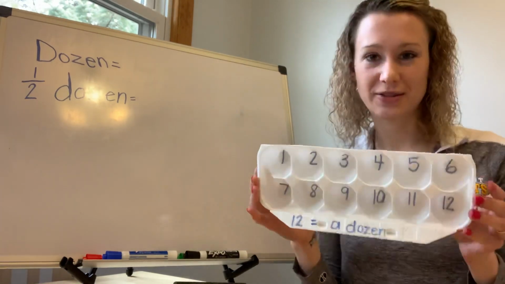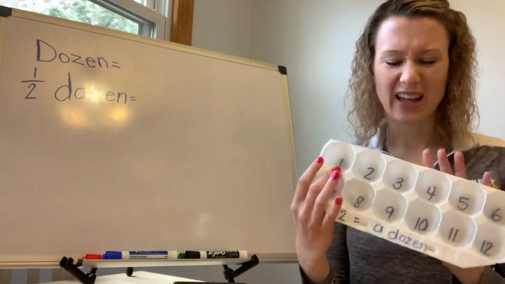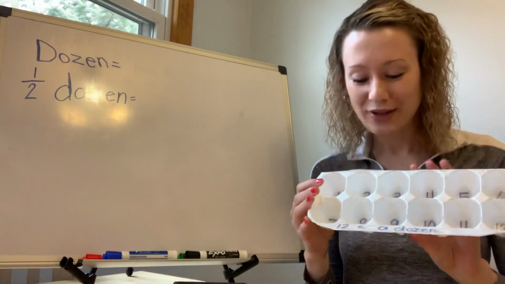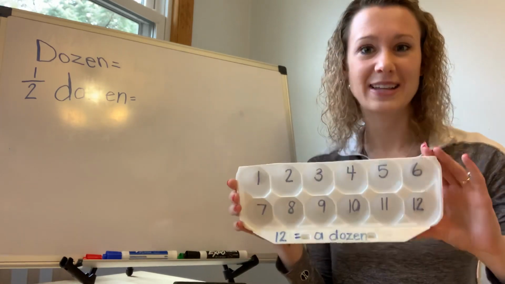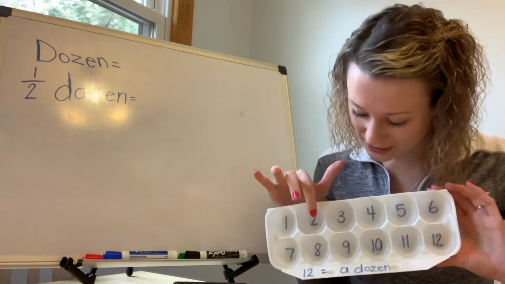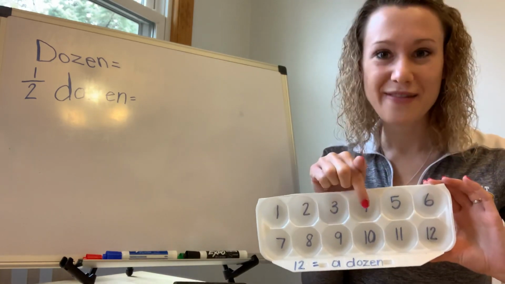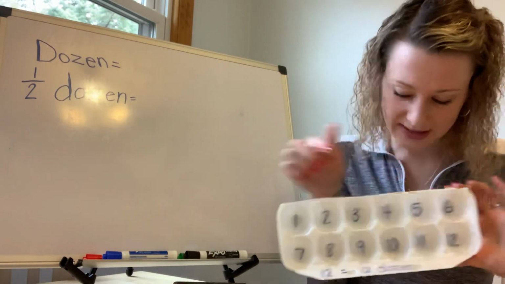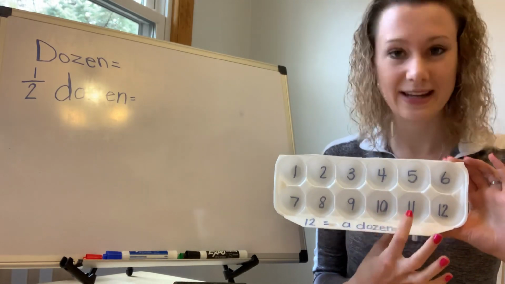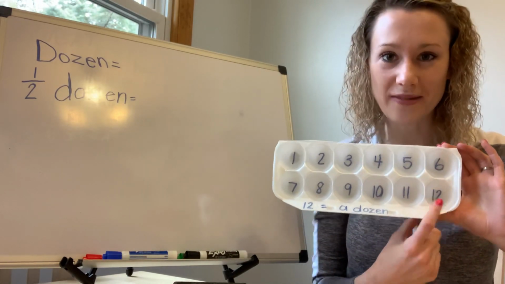So first, you see I have my egg carton. I cut the top off because I don't need that. I want you to be able to see the inside. So I want you to count with me and find out how many eggs are in a carton. Ready? Count with me. Go. 1, 2, 3, 4, 5, 6, 7, 8, 9, 10, 11, 12.